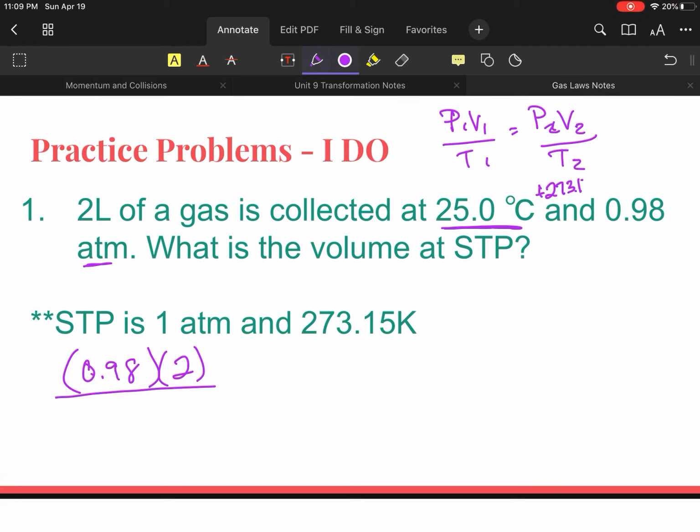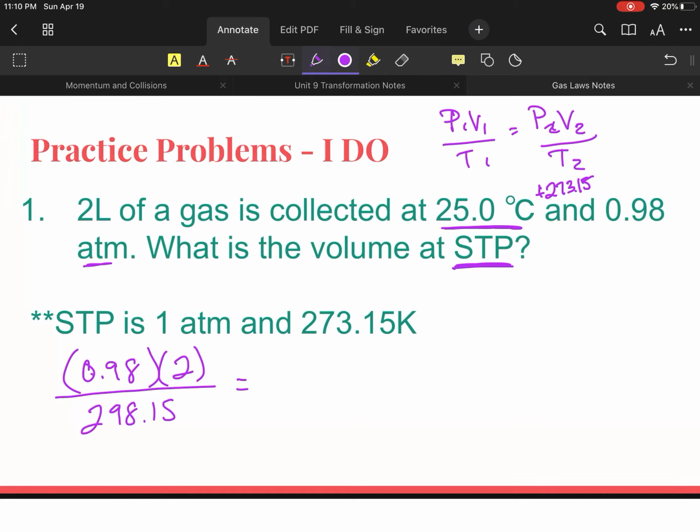But remember, I have to change it to Kelvin. So I'm just going to add that 273.15. Okay, so I end up with 298.15. So now let's come on over here with my P2, V2, T2. So this says STP. This is a shortcut for chemistry. So STP basically stands for standard temperature and pressure. This is like the normal pressure. It's 1 ATM and 273.15. It's kind of like sea level.